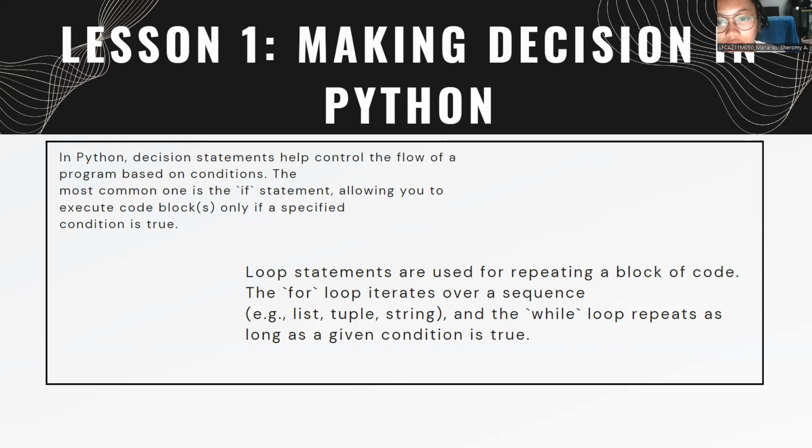If 2 equals, let's just say, Harvey, if you choose number 2, it will print the word Harvey. And loop statements are used for repeating a block of code. The for loop iterates over a sequence, for example a list, tuple, or string, and the while loop repeats as long as the given condition is true.